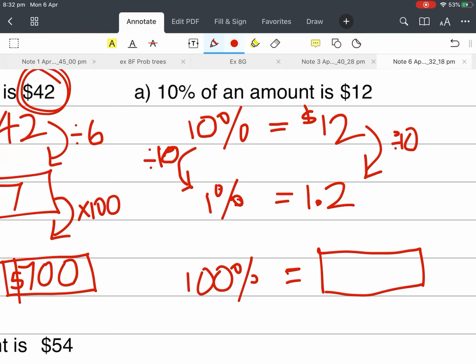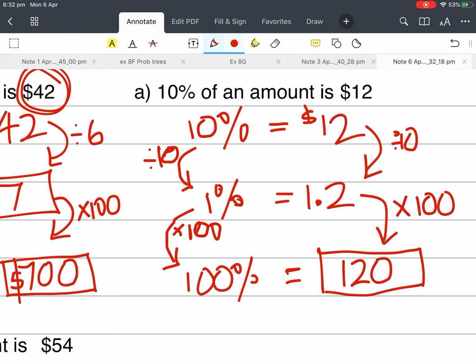Once we've got what 1% is, we have a look at this side and we say to ourselves, what do I do to change 1 to 100? To make something from a smaller number to a bigger number, you multiply. And to change it from 1 to whatever that number is, you multiply by that number. So if I've got to change it to 100, I have to multiply by 100. So now I'm going to take my 1.2 and times it by 100. So let's have a go. 1.2 on my calculator times by 100, and now I get 120. Put the dollar sign in and you've got your answer.